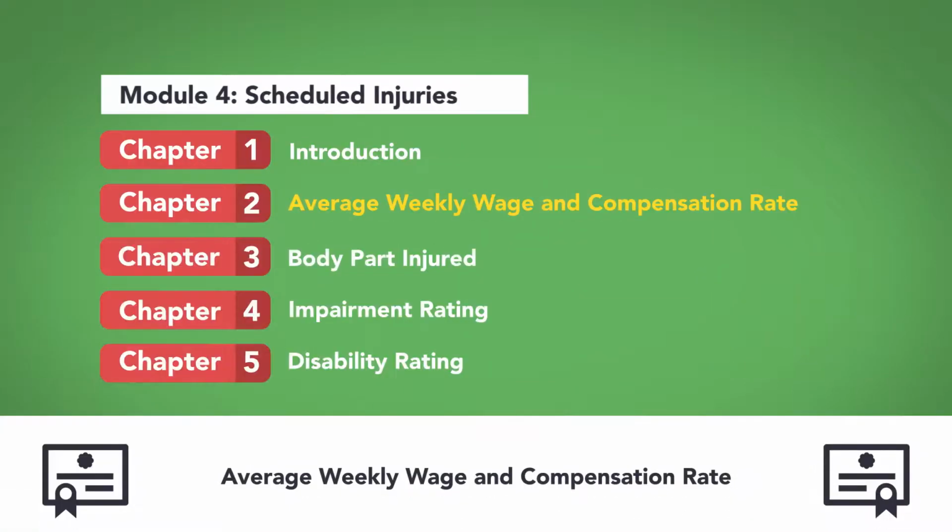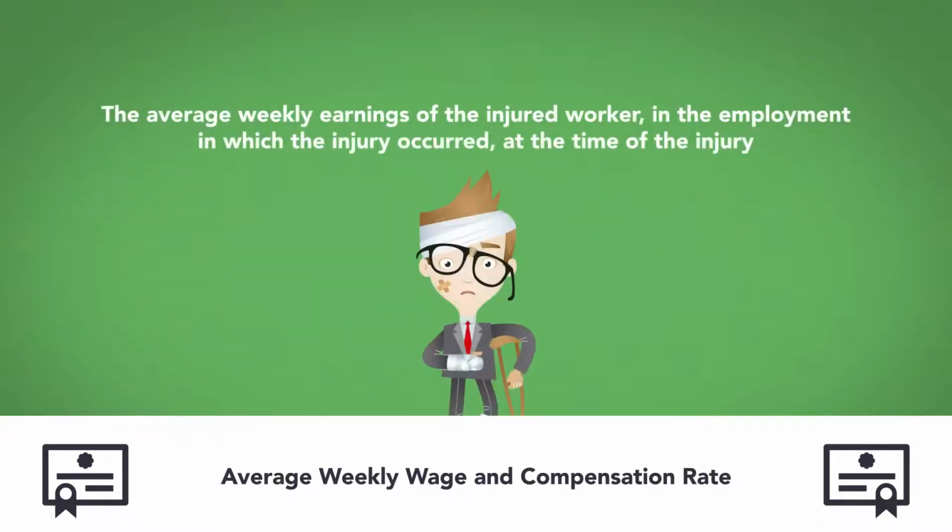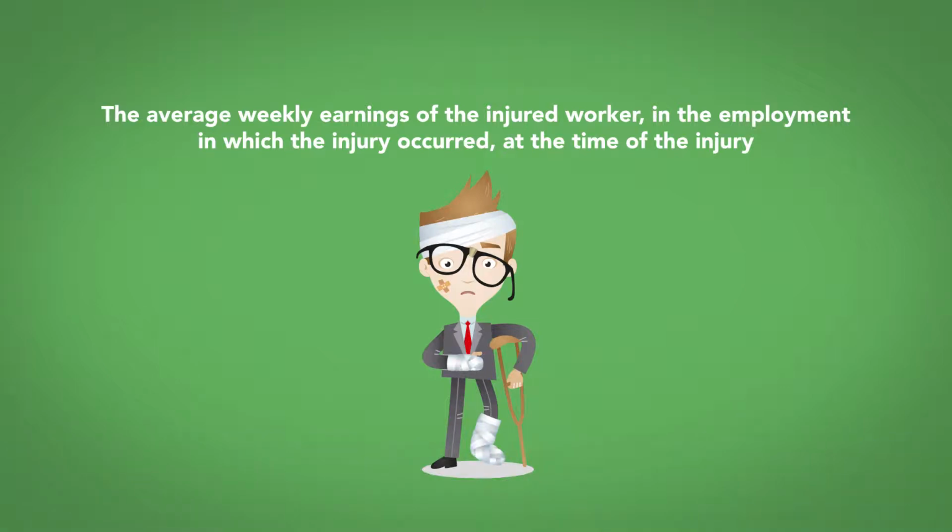Average weekly wage and compensation rate. Average weekly wage is generally defined as the average weekly earnings of the injured worker in the employment in which the injury occurred at the time of the injury.